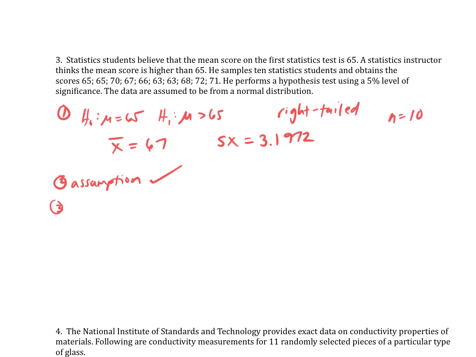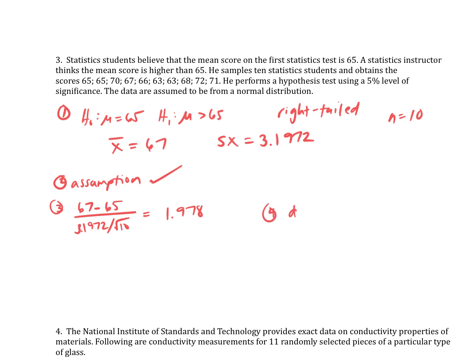Number 3. So first I have 67 minus 65 divided by 3.1972 over square root of 10. So you should get 1.978. Do we round that? I would leave it there.